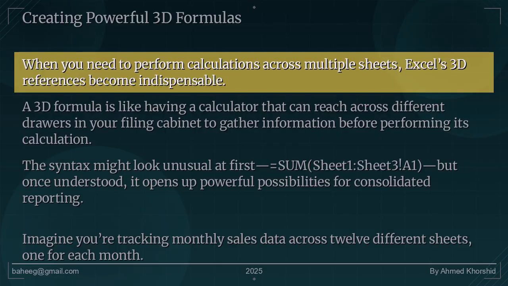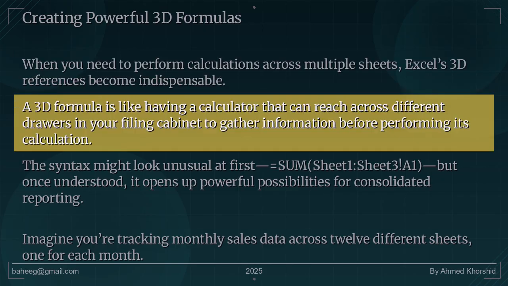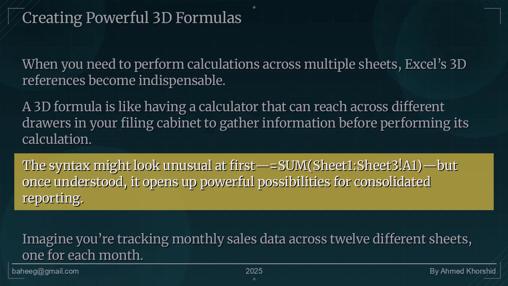When you need to perform calculations across multiple sheets, Excel's 3D references become indispensable. A 3D formula is like having a calculator that can reach across different drawers in your filing cabinet to gather information before performing its calculation. The syntax might look unusual at first, =SUM(Sheet1:Sheet3!A1), but once understood, it opens up powerful possibilities for consolidated reporting.